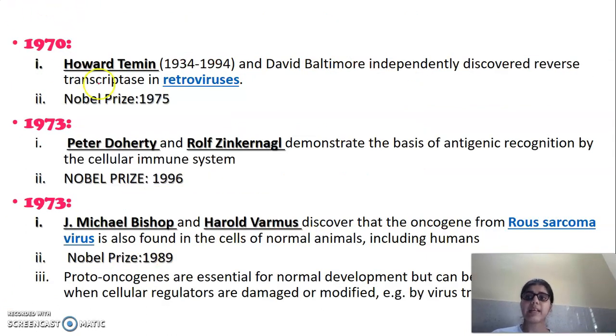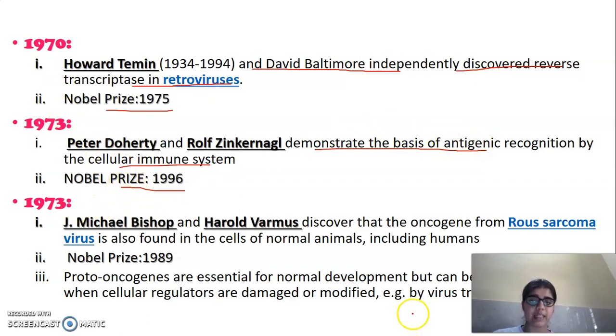In 1970, Howard Temin and David Baltimore independently discovered reverse transcriptase in retroviruses, and they got the Nobel Prize in 1975 for their work. In 1973, Peter Doherty and Rolf Zinkernagel demonstrated the basis of antigenic recognition by the cellular immune system and were awarded the Nobel Prize in 1996.